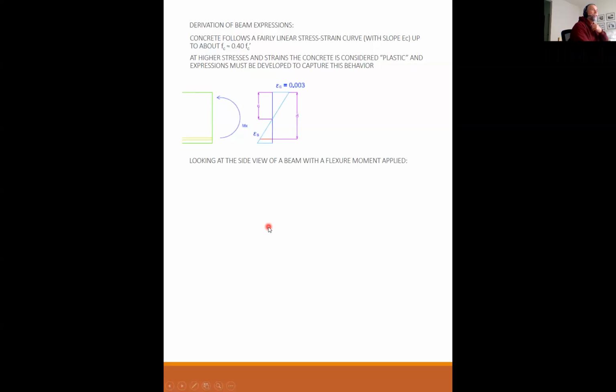Then if I look at the strain condition, the concrete at the top of the beam is in compression. So it has a strain defined by code as 0.003, and the steel towards the bottom of the beam is in tension. It's on the other side. And the strain, as we said last time, is a linear function. So we draw the strain condition.